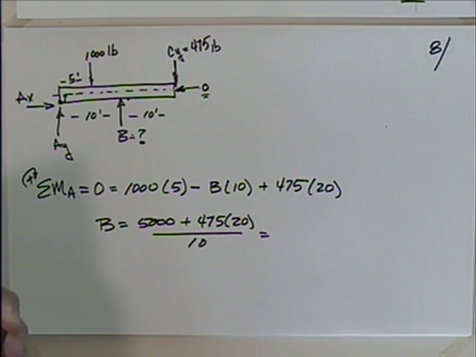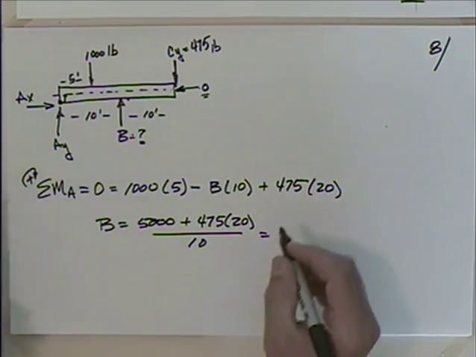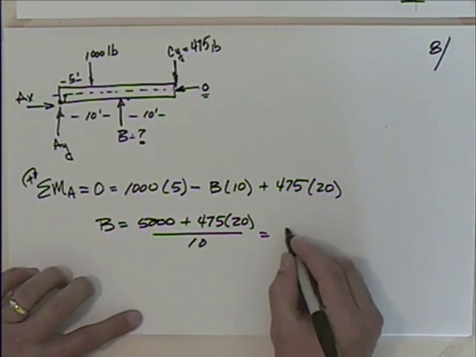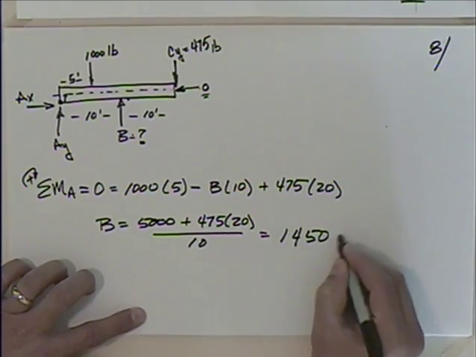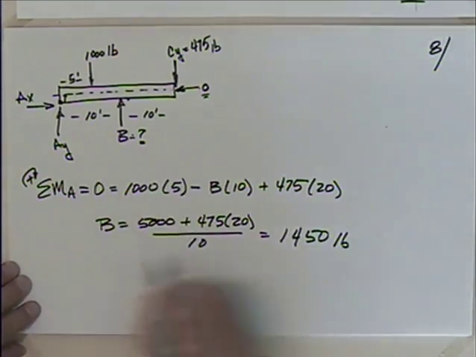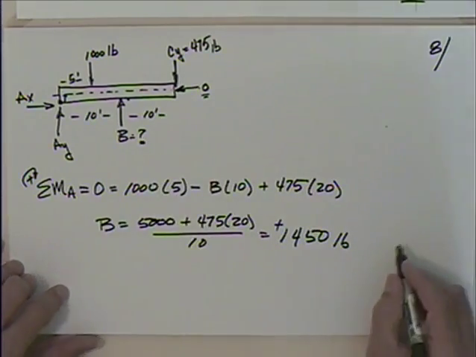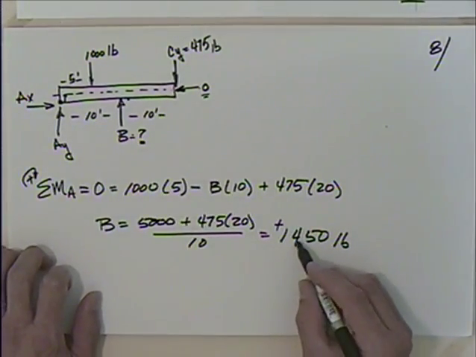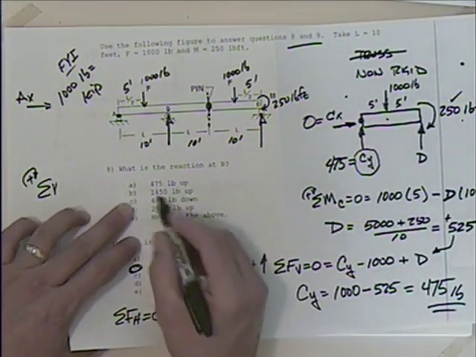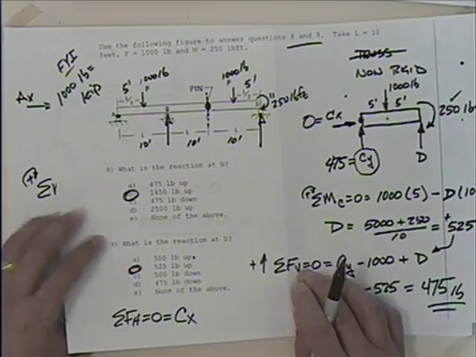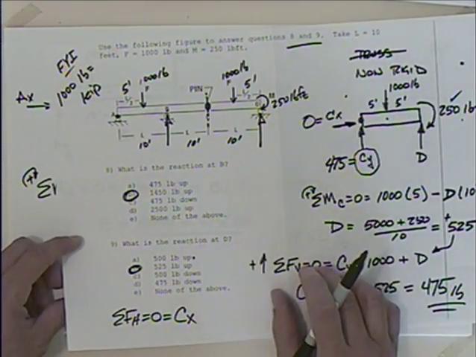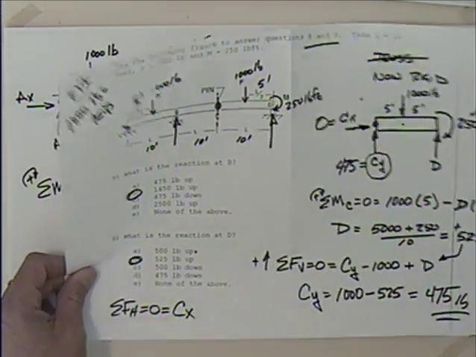So we come up with 1,450 pounds. It's positive. We drew it up, so we would expect it to be 1,450 pounds up. How do we do here? 1,450 pounds up. Right there. Answer B. So answer B and answer B. Not very creative solutions.